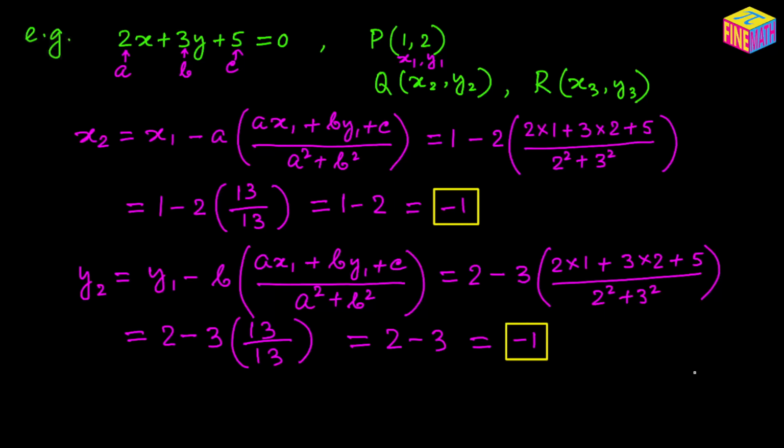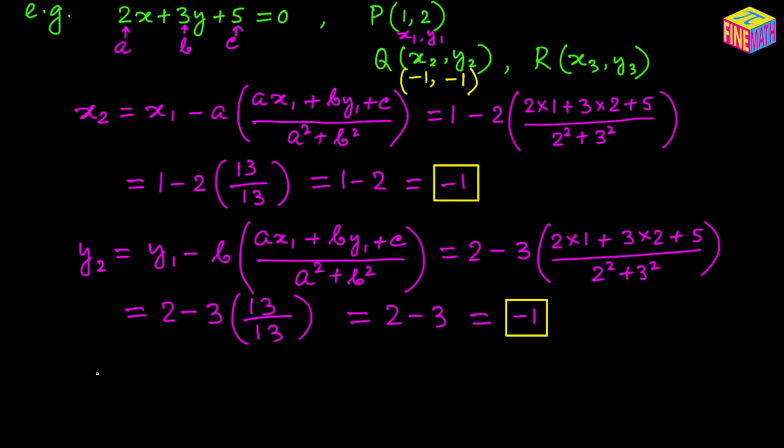So the coordinates of the foot of the perpendicular have been calculated already, and it turns out to be negative 1 comma negative 1. So here I am going to write simply negative 1 comma negative 1, right below the x sub 2 and y sub 2. I have written the coordinates of Q, which is negative 1 comma negative 1. Now let's try to calculate the coordinates of R.